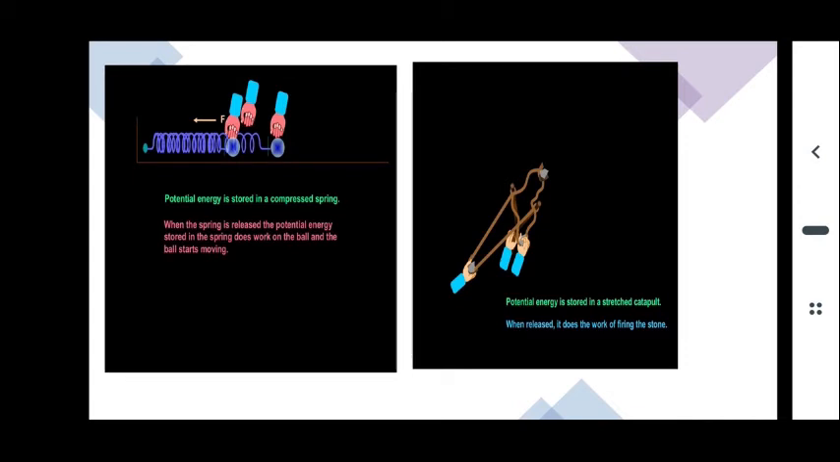Similarly, potential energy is also stored in a stretched catapult, a game where you pull it. When it is stretched, it has some energy, and that energy makes the stone hit something. So these are all the different types of energy possessed by a body because of its shape, size, and its rest position.